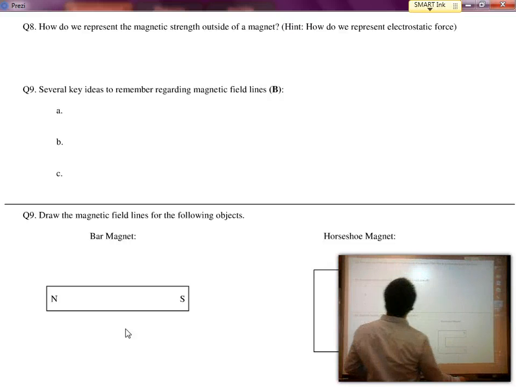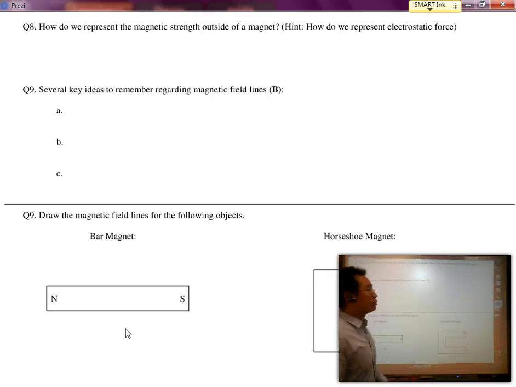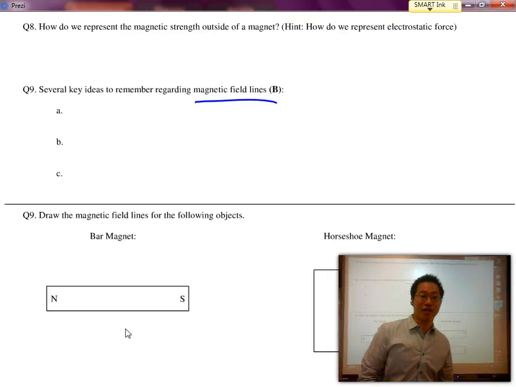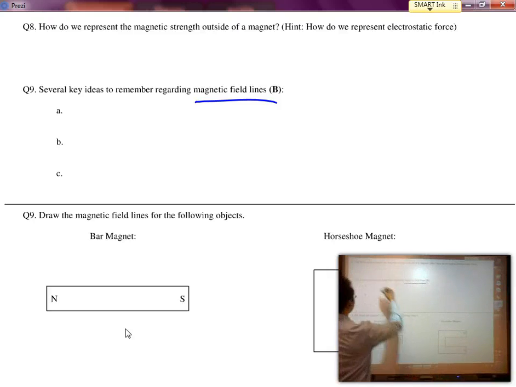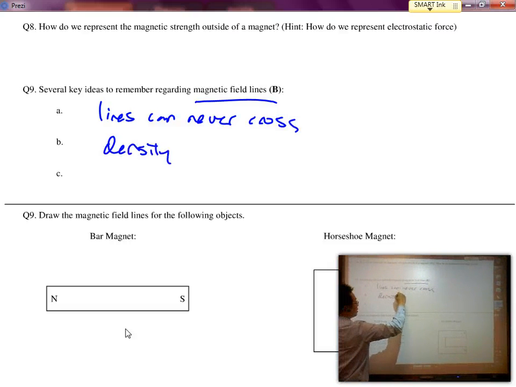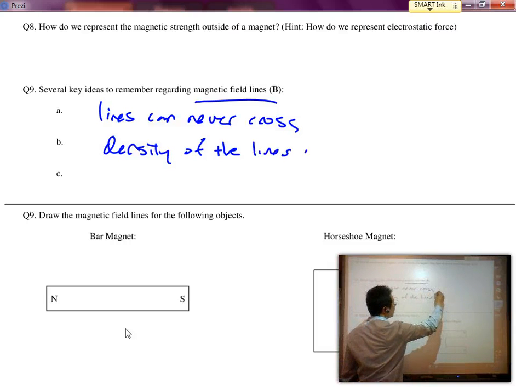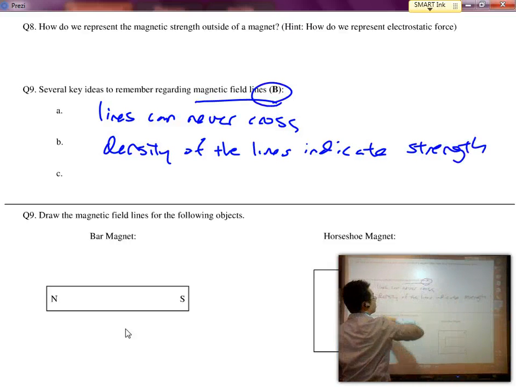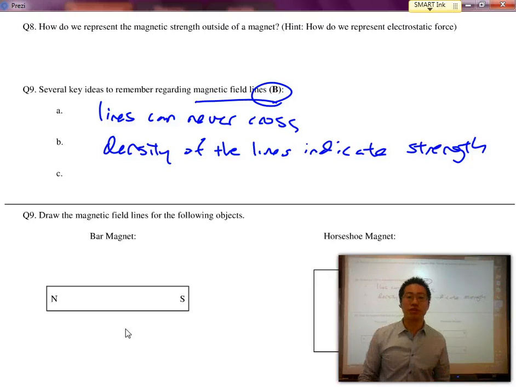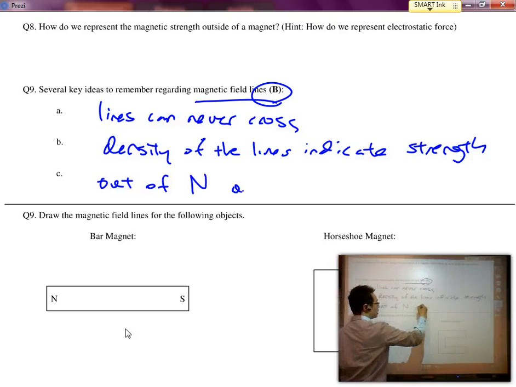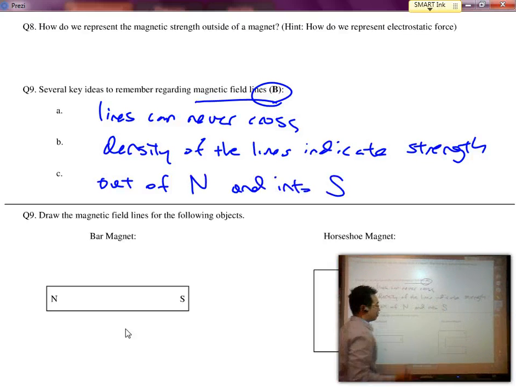Now, to represent that magnetic field, we're going to use magnetic field lines, just like we've used for electric field lines or gravitational field lines. And the same rules do apply. The lines can never cross each other, and the density of the lines indicates the strength of the magnetic field, which again is represented by the letter B. But the most important thing to remember is that magnetic field lines go out of north and into south.